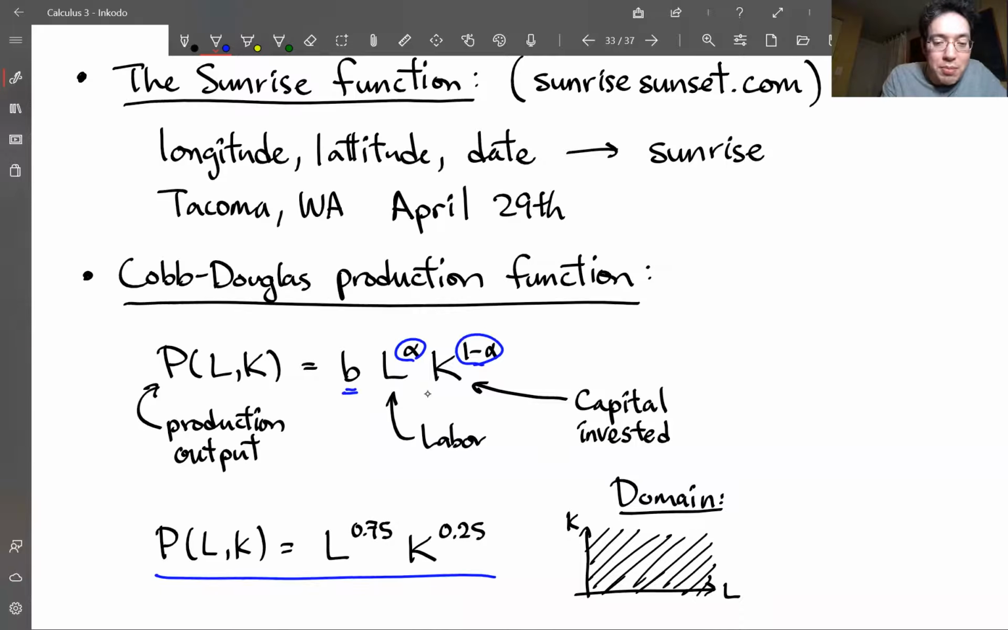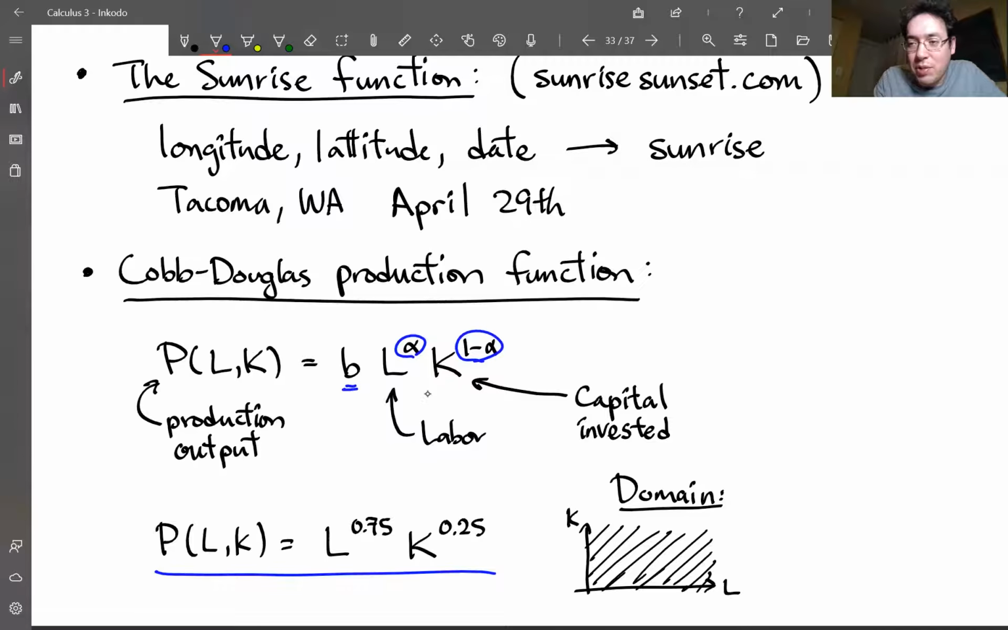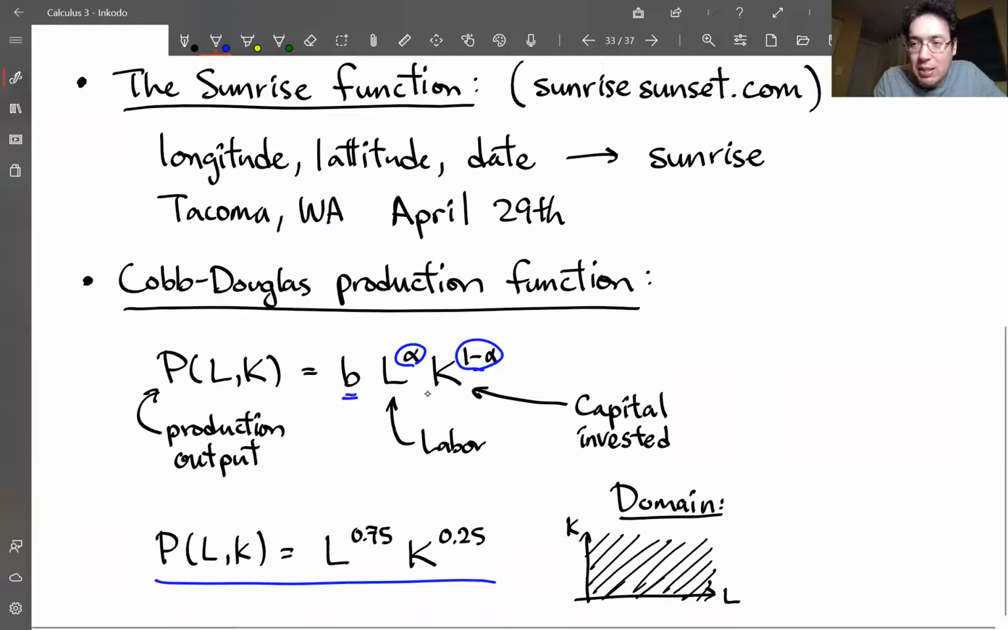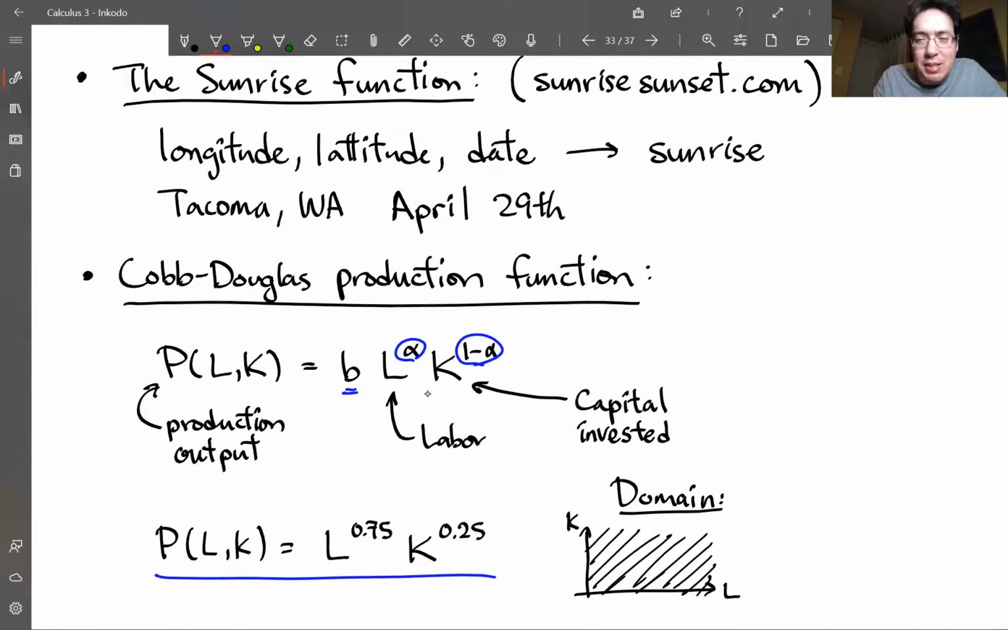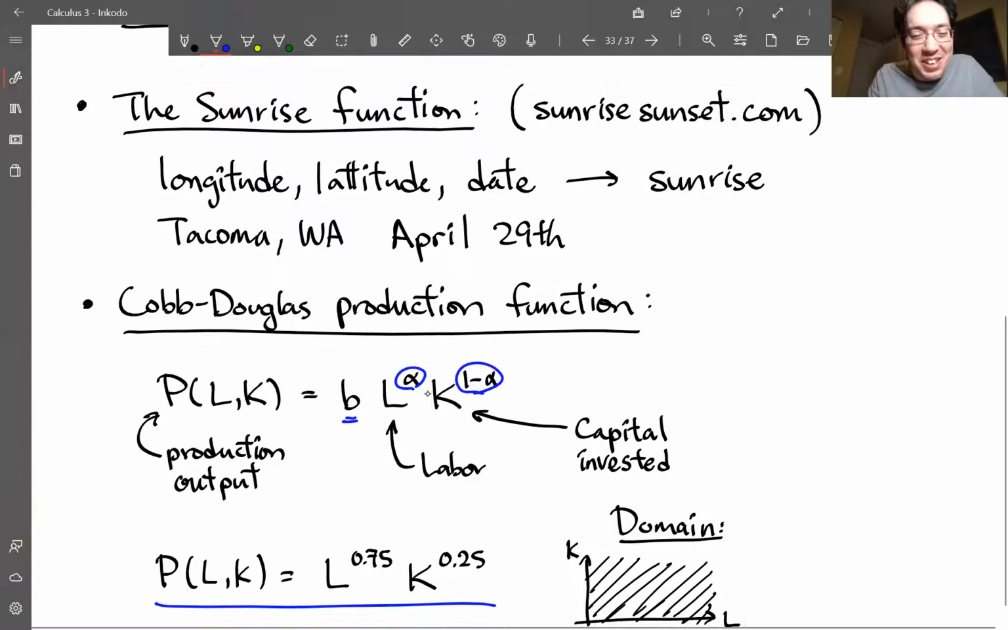So that's an important function. And the domain is the different values for L and K you can input. You could think of these as both positive quantities. So the domain will be the first quadrant of this LK axis. Okay, so I shaded the first quadrant there, and that's the domain. I hope that made sense. If there's a business student here, you can correct me.